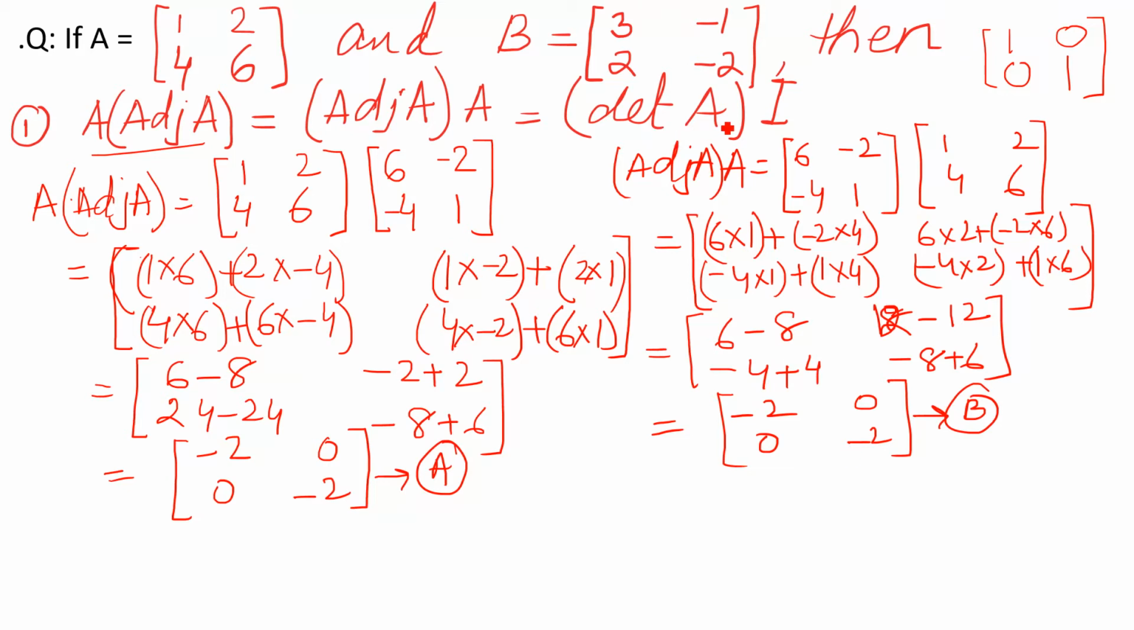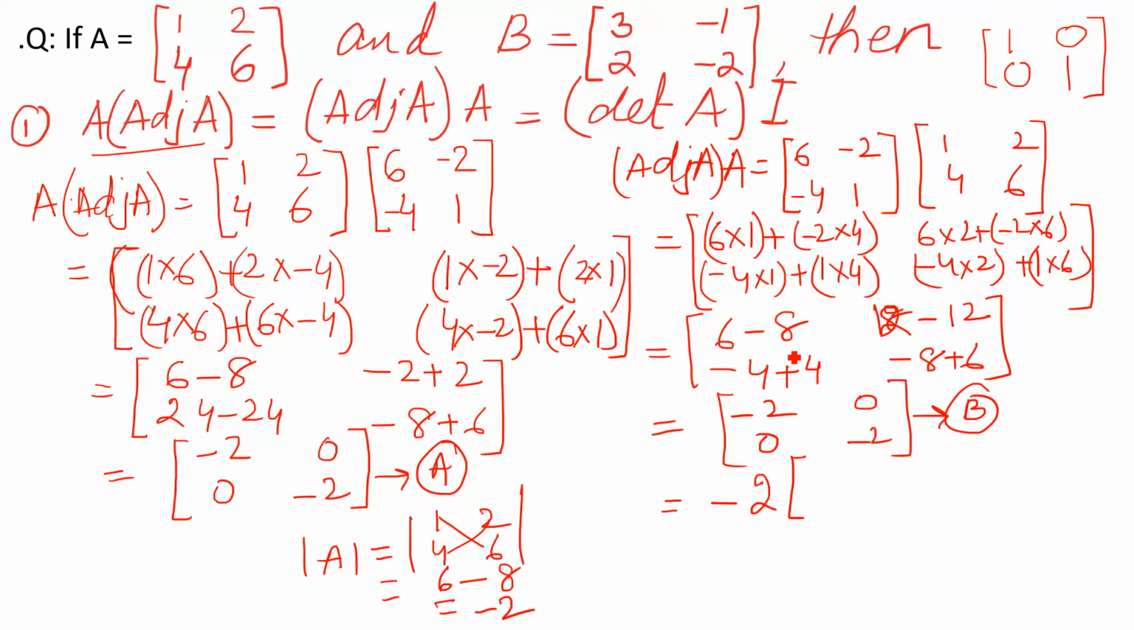Now the third one, the determinant of A with I. How will we calculate the determinant of A? This is A. So I will write the determinant of A is equal to 1, 2, 4 and 6. You have to multiply like this: 6 one time, and 4 two times is 8, so it is equal to minus 2. This is the determinant of A. So minus 2 with I, the unit matrix or identity matrix. It means each element you have to multiply by negative 2: negative 2, 0, 0, negative 2. So see, this is the C.